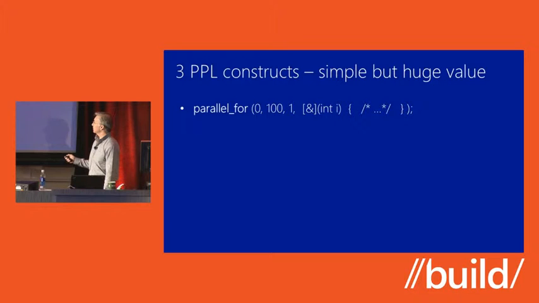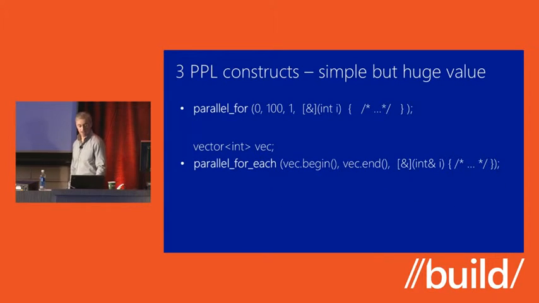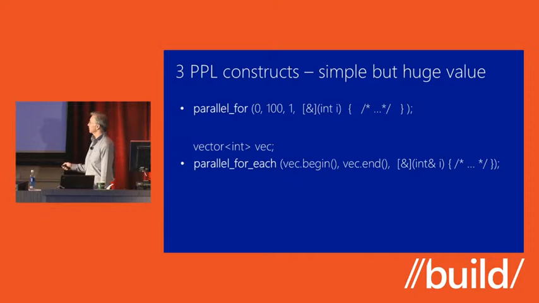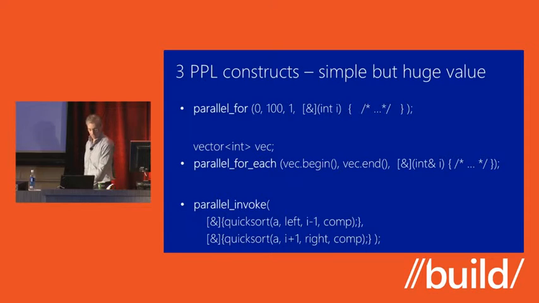So that maps onto an ordinary C for loop, right? You've got a lambda function that takes one parameter. It's the i that the parallel for will iterate for you, 0 to 100, and the stride is 1. That's really straightforward. Now, if you use STL, you can get a little bit more fancy, and you can use the vector iterators or the STL iterators using a parallel for each. And then finally, if you just want to fling a couple of functions over the wall and make them go parallel, you can use the parallel invoke.